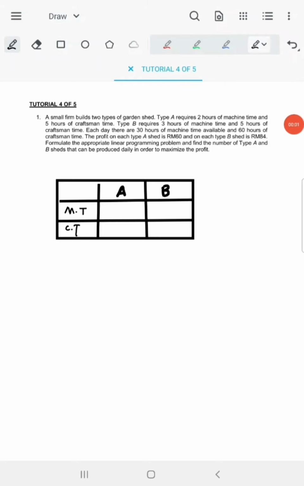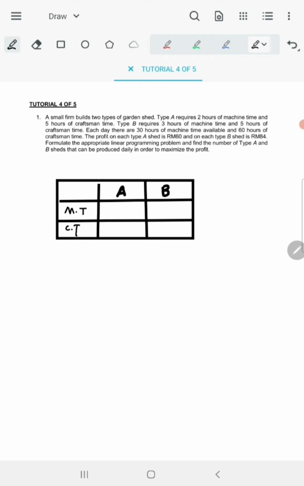Okay, let me show you the answer of tutorial 4, number 1. So a small firm builds two types of garden shed. Type A requires 2 hours of machine time and 5 hours of craftsman time. Type B requires 3 hours of machine time and 5 hours of craftsman time.